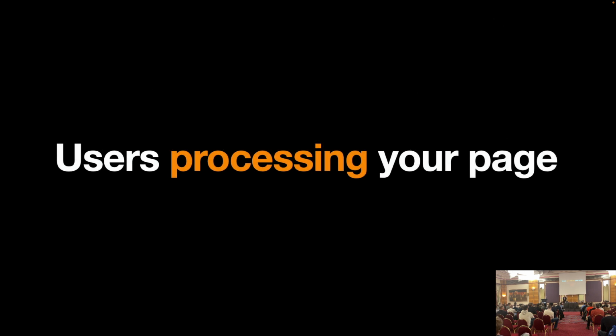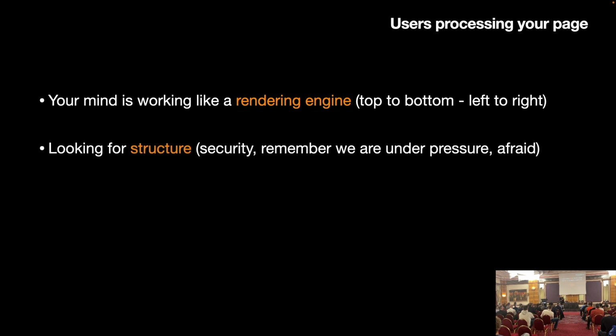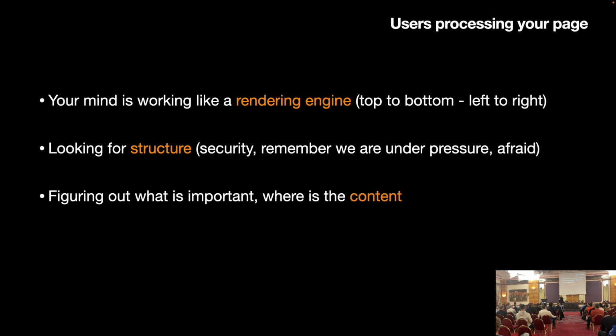Let's figure out how a user is actually processing your page. The mind is working like a rendering engine, like a browser rendering engine. You don't even realize that. You do this automatically, unconsciously. So you scan your page from top to bottom and from left to right, automatically. And then you try to figure out, oh, where is the structure? Remember, we are all afraid, we're all anxious, we're under stress, we want to go home, and where is the beef, right? Where is the content? Oh, is it there? No. And then you're afraid, and then you say, okay, this is the report. Okay, this is the data I should look at, and all the other things I can ignore. Right? This is what a user does automatically without even knowing, everybody, including you.